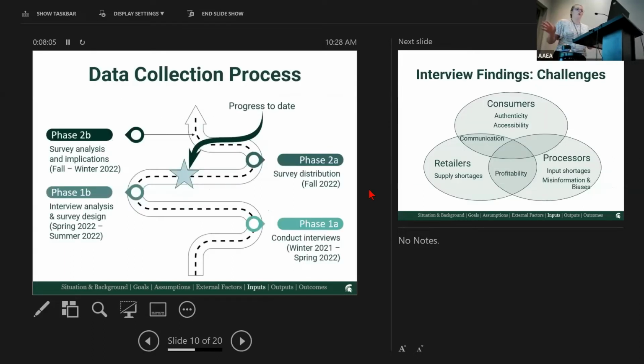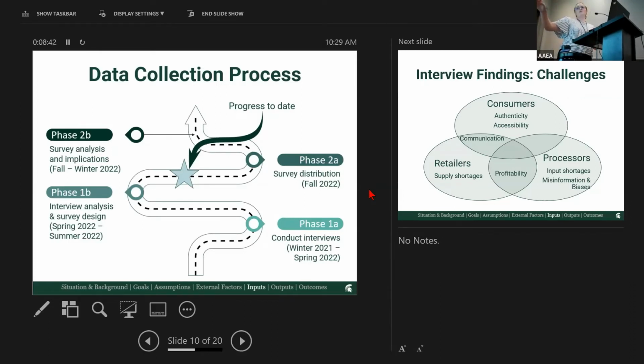As I said, this is an ongoing project, so I'm in the middle of the data collection process right here. So there are 2 major phases. Phase 1 was my qualitative portion. This is a mixed method study. Phase 2 is my quantitative, that's coming up. So in phase 1, in winter, December of 2021 through mid-spring of 2022, I was conducting in-depth semi-structured interviews with a total of 30 different agents from processors, retailers, and consumers in the market. That was based in the Midwest, 1, because of Michigan State's name recognition, and 2, that's where I live, so it's a little easier to coordinate.